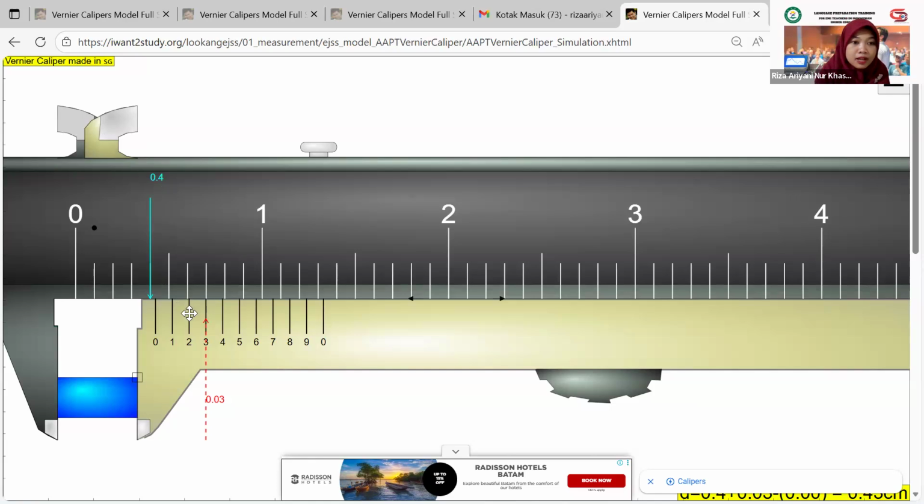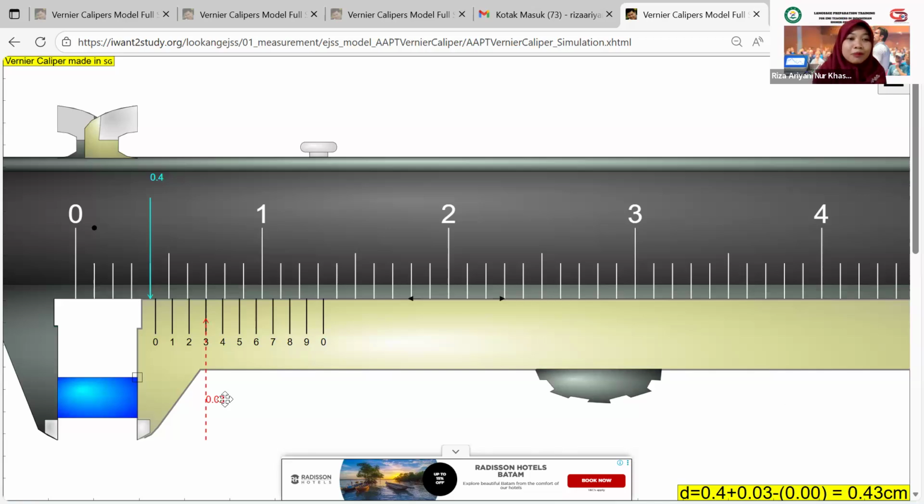And then please find the line in the vernier that perfectly aligns with the main scale line. Yeah, we see here 3. So 3 times 0.1 millimeter or times 0.01 centimeter. Here we use the centimeter unit, so we get 0.03 centimeter. And then please add these two readings and we got 0.43 centimeter. Got it? Any questions?